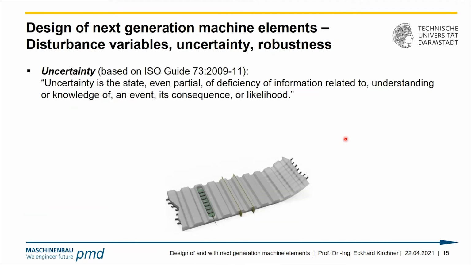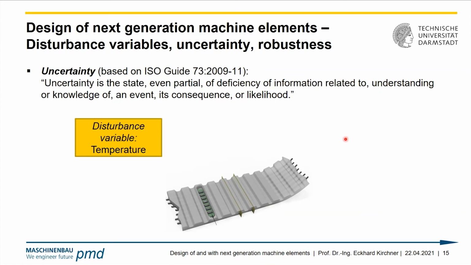Let's look at some examples. And here we have to have the understanding of uncertainty in mind. This is affected by our special research collaboration center here in Darmstadt, SFB 805, managing uncertainty in load carrying systems. Uncertainty is a state, even partial, of deficiency of information related to understanding or knowledge of an event, its consequence or likelihood. So we see that uncertainty is, in many cases, affecting the design of and with those sensing machine elements.